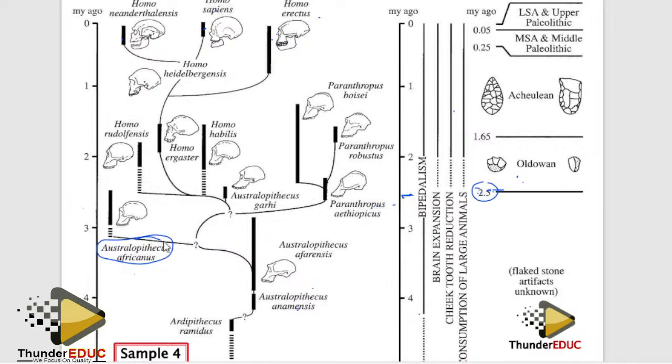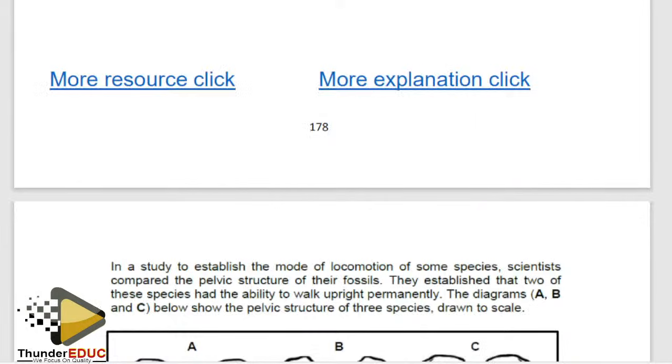So you find where it appeared. Maybe it is 3.2. Remember the 0 is this side, so you count going downwards. You count from 0. Maybe it is 3.2. Yes. Million years ago.